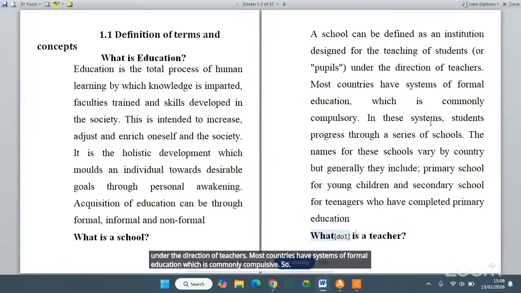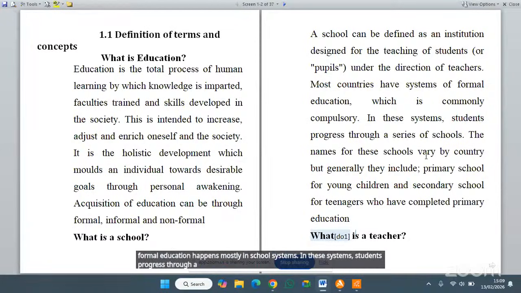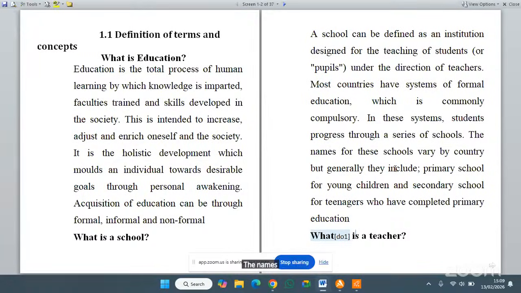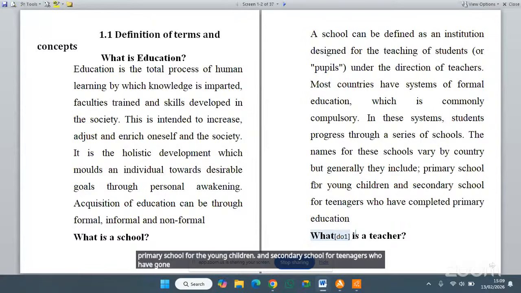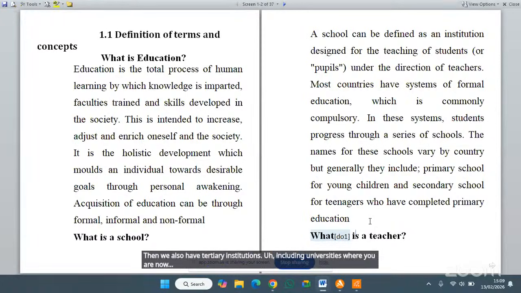So formal education happens mostly in school systems. In these systems, students progress through a series of schools. The names for these schools vary by country, but generally they include primary school for the young children and secondary school for teenagers who have gone through the primary level education. Then we also have tertiary institutions, including universities, where you are now in that level.